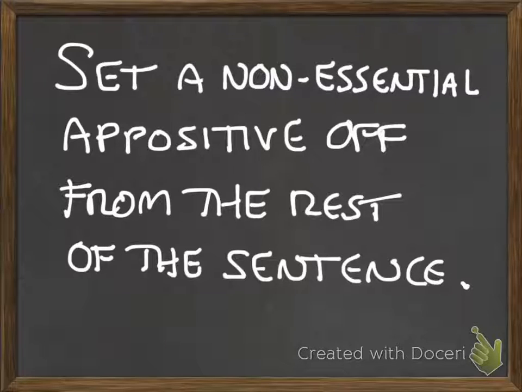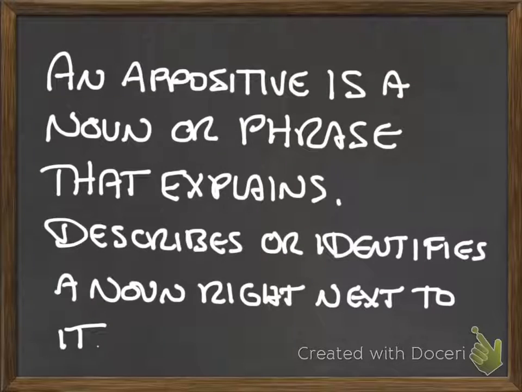One of the ways you use commas is to set off what's called a non-essential appositive from the rest of the sentence. So I'm going to define an appositive and show you what the difference is between essential and non-essential. So an appositive is a noun or a phrase that, as it says here, explains, describes, identifies a noun that is right next to it.